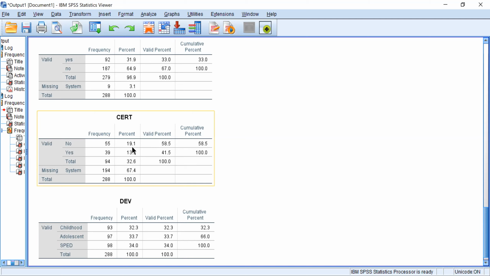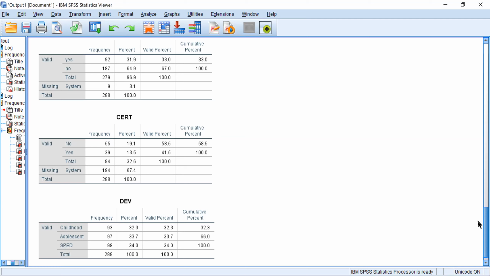So you could say that only 13.5% of the sample was certified out of 288, but you don't really know that. It could be that there are people who are not full-time teachers who are certified. What's important is that of those teachers who claimed by answering that question that they were full-time teachers, 41.5% were also certified. So that's the valid percent.